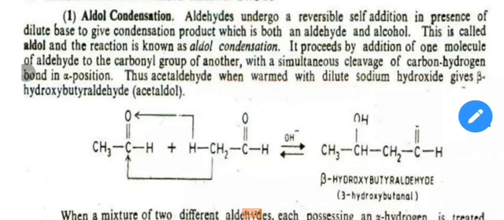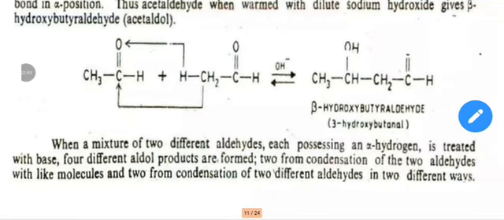Thus, acetaldehyde, when warmed with dilute sodium hydroxide, gives beta-hydroxybutyraldehyde. Beta-hydroxybutyraldehyde, another name is acetaldol. So two molecules of acetaldehyde, CH3CHO, reacted when warmed with dilute sodium hydroxide, the base OH minus, form the product beta-hydroxybutyraldehyde.